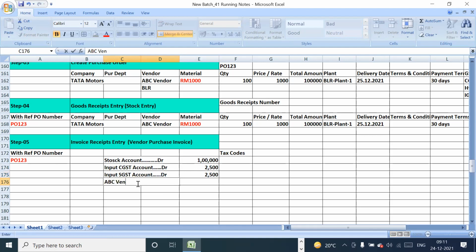And here vendor also system will pick automatically. How it will pick? Everything we specified in the purchase order, right? Who is my vendor? What is the value of purchase order? Whether it is iron material or glass material, whatever material given, everything system is going to pick the reference from your purchase order. So TDS not applicable here. If it is material purchase, TDS is not applicable. If it is service purchases, again TDS is applicable here. Okay.